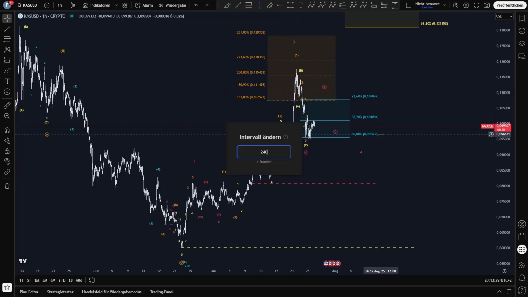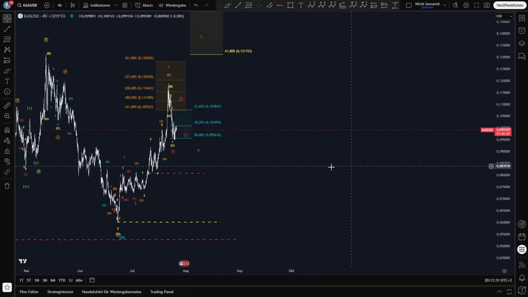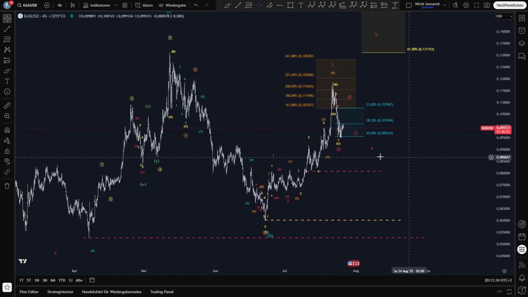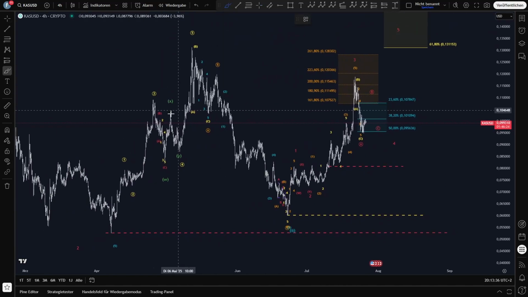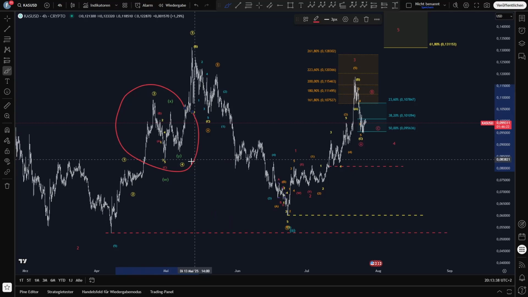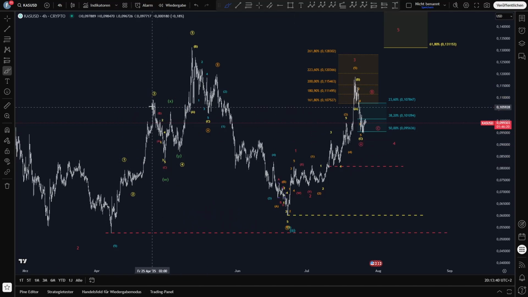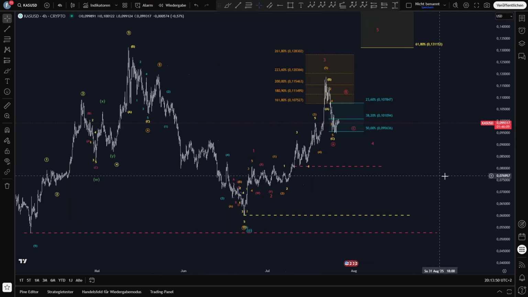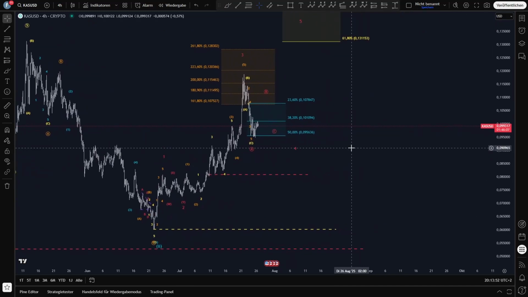I also mentioned in the past video that we could see a similar correction like this one in this yellow wave 4, like a deep pullback in a wave W, then a pullback in a wave X, and then again WX, and then a pullback again in a wave Y. So we could see a similar correction.